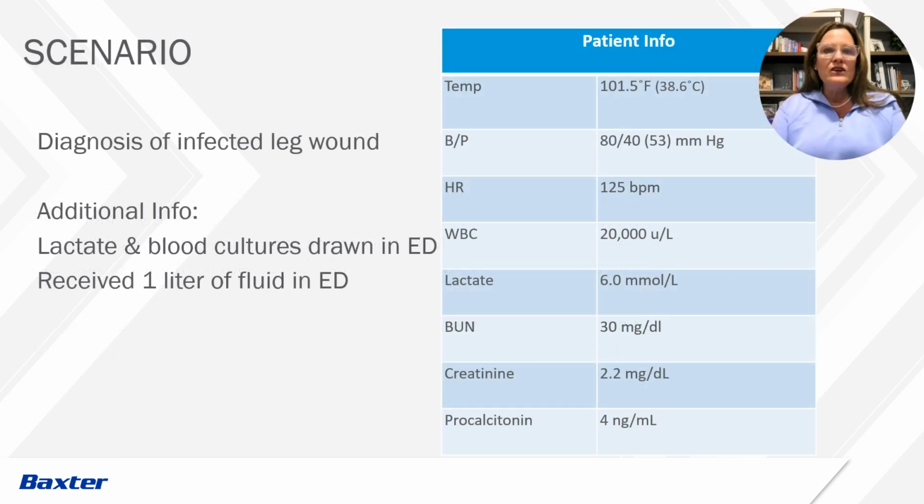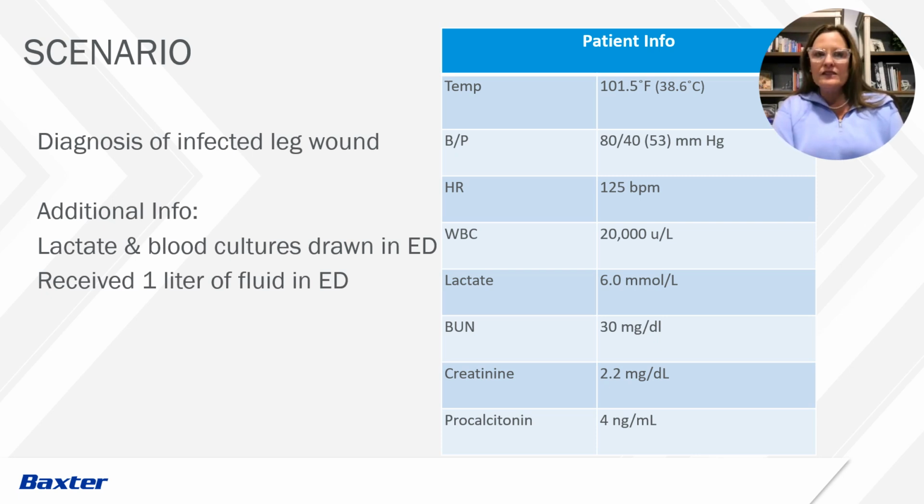Now you can see here that the patient did have all those things we mentioned, as well as the antibiotic, and the patient's temperature is elevated at 101.5. You can see the blood pressure is low with a mean arterial pressure of 53. Heart rate is elevated at 125, and white blood cell count is elevated at 20,000. Lactate level is 6, BUN is 30, creatinine is elevated at 2.2, and the procalcitonin is elevated at 4.